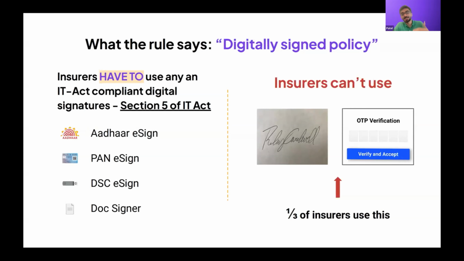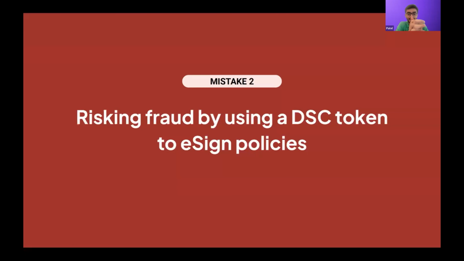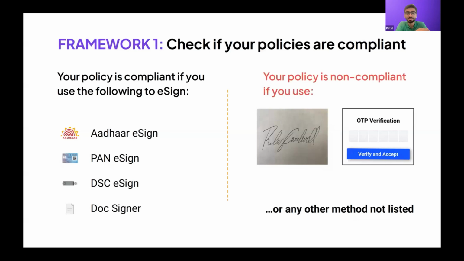Yet we find, as we mentioned earlier, that 1/3 of the top 20 insurers rely on things like a cropped signature image or a click wrap being the mode of authentication for an e-policy with no digital signature on it, right? This violates the IRDAI rules. So we've converted the previous slide into an easy framework for you to check your own processes, whether you're in this bucket of completely violating the rules, right?